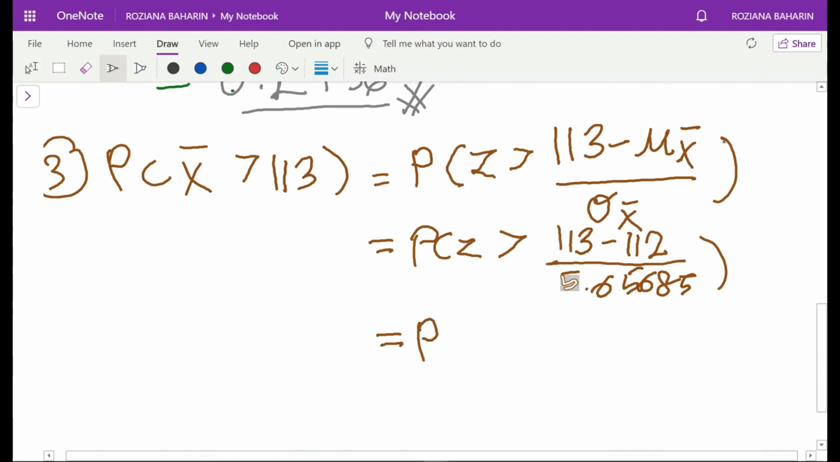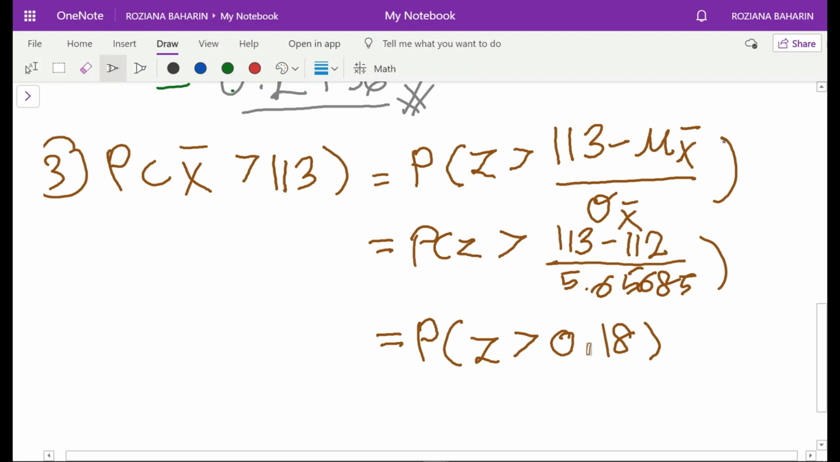Okay, so your P(Z) now, because you want to know the value of Z so that you can refer to the table, you should be getting 0.18 here. Okay, so now you can refer to the Z table again to find the value of this. But remember, the table gives you the value or the shaded area of the region that is lesser than Z.